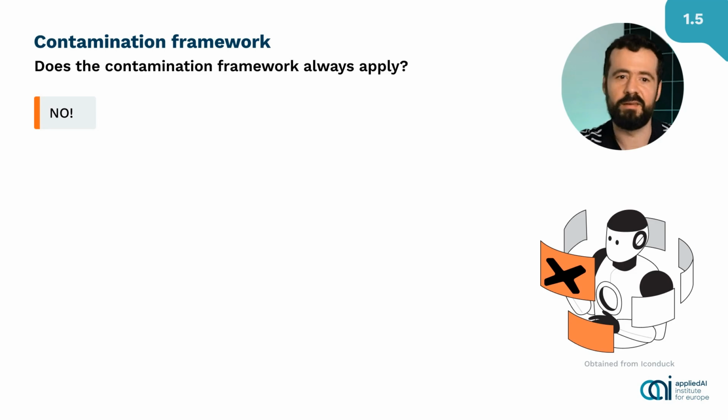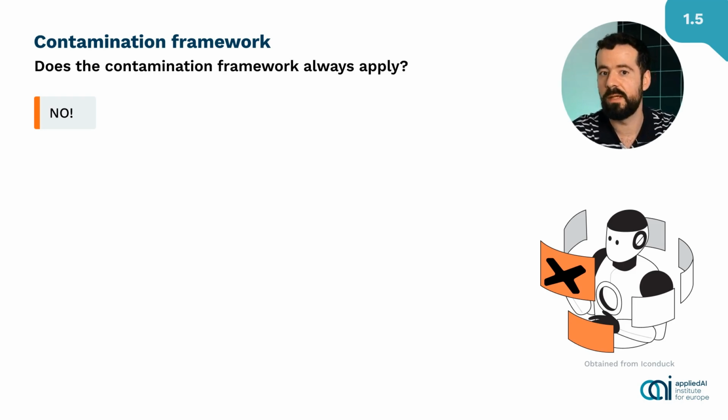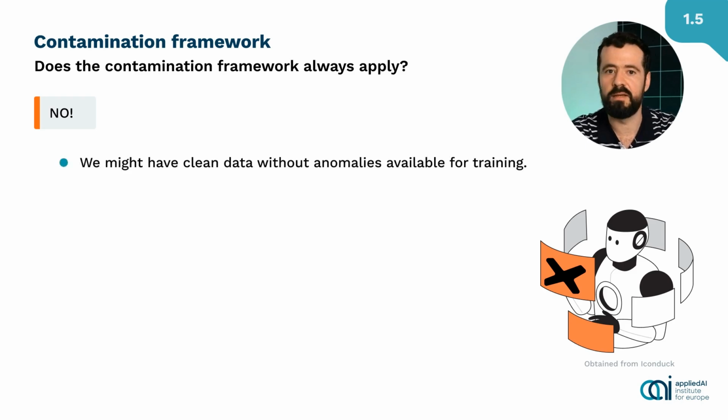The natural question is now, is this the silver bullet to tackle all anomaly detection scenarios? And I directly give you a clear no towards this. Why is that? First of all, maybe the situation is not as bad as we described it in the contamination framework. Maybe we have data from which we know that it's clean, meaning that it does not contain any anomalies. We can, of course, use this for training and make the problem a little bit more benign.